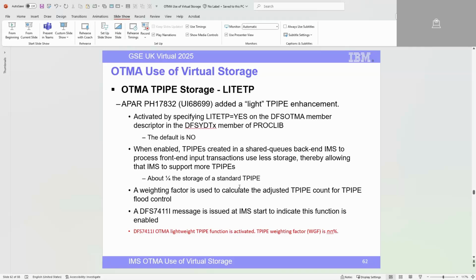There's also something called a light T-pipe. If you're using IMS shared queues and we create a T-pipe in the back end, we don't need as much storage. And so you can specify, I want to use light T-pipe, but unfortunately the default is no. I recommend you always go in and set it to yes.